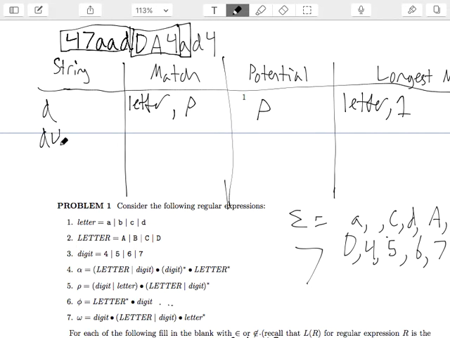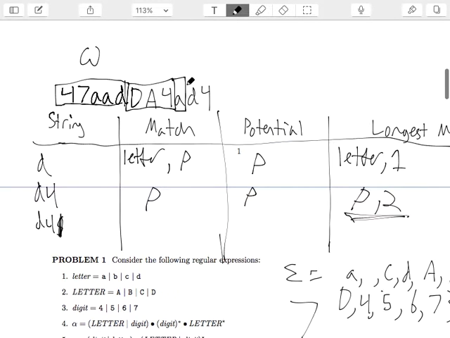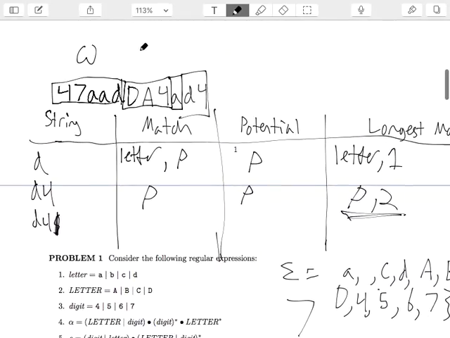All right, D4. Does D4 match row? Yes. Is it the longest match? It matches, does it have the potential to match? Yes. Okay, we don't actually know we're at the end of the string yet. The longest match so far is row two. We're now at D4, kind of end of string. There's nothing more here, so we stop and ask what's the longest match. It's row two. Cool. Questions?